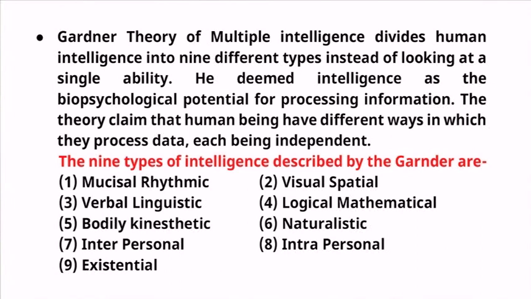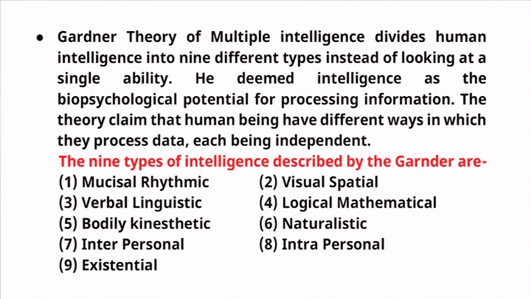Number 3 is verbal linguistic, simple. This type of intelligence involves the ability to use language effectively, both in spoken and written forms. They have sensitivity to meaning, sounds, etc. So, whether you are able to understand the language, synonym, antonym, whether you know the meaning of the verb, the vowel, what sound this is, that is called verbal linguistic ability.